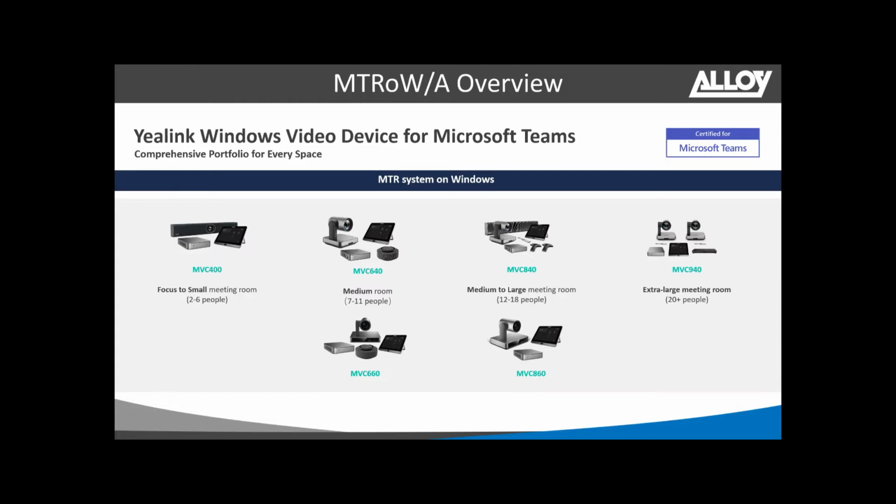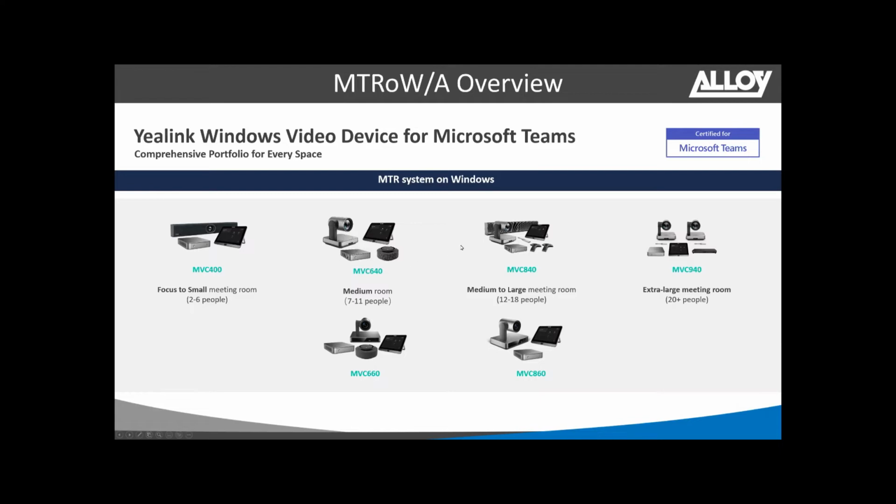Now, Yealink have a range of MTR solutions on Windows for all room sizes. So we're talking about small focus huddle room solutions all the way up to extra large training room, auditorium type scenarios. Starting down at the MVC 320, which actually isn't listed on here, then the 320 to the 400 for those smaller focus rooms. We've then got the 640, 840, 660 and 860 for those medium to large room sizes. And then we have the MVC 9 series products for that extra large meeting space.